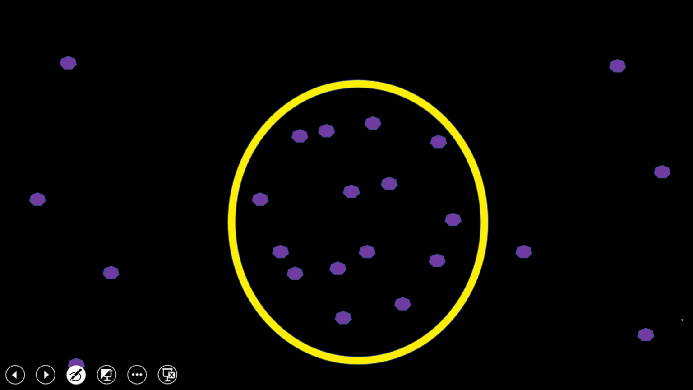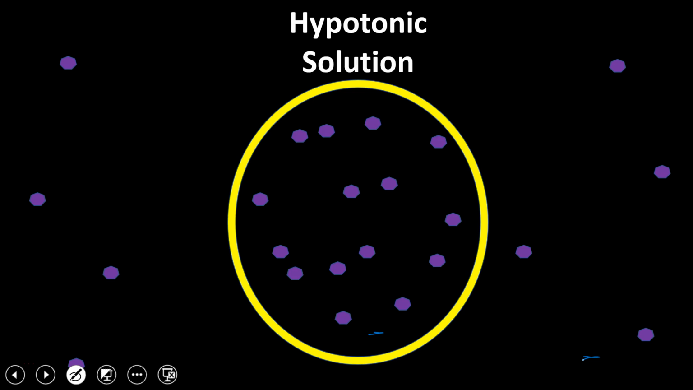Let's say there's more solutes inside of a cell and less outside. I should clarify, when I use this word hyper and hypotonic, I'm always referring to the solution around the cell, okay? So this is a hypotonic solution because this is a solution around the cell. There's less solutes.